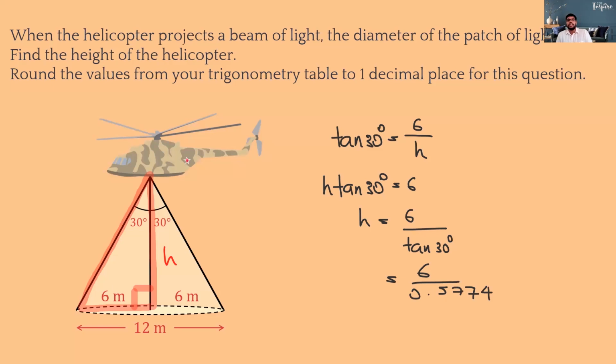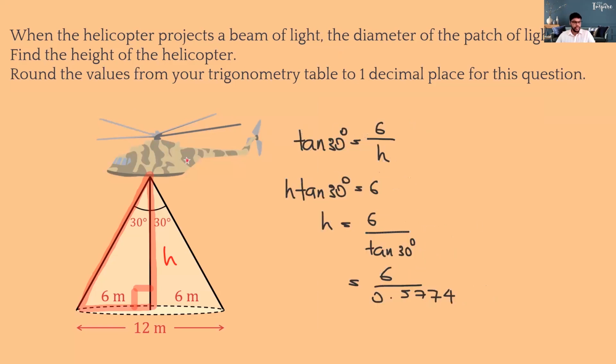Now children, the question says round your values from the trig table to 1 decimal place for this question. This is to make your question easier, children, otherwise you will have to divide by a big decimal. That's why they have asked to round it off. So if I round 0.5774 to 1 decimal place, that is 0.6. So see, 6 divided by 0.6 is 10 meters.